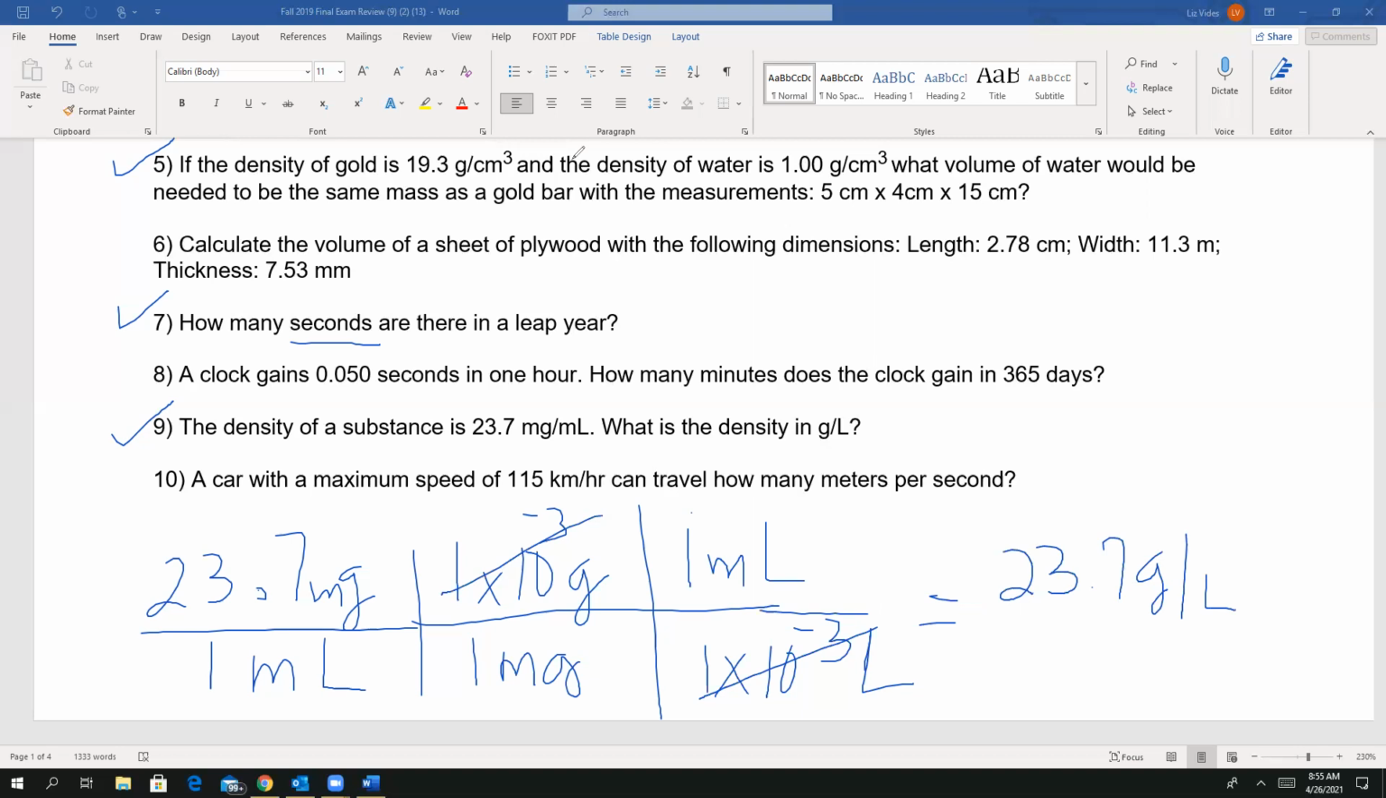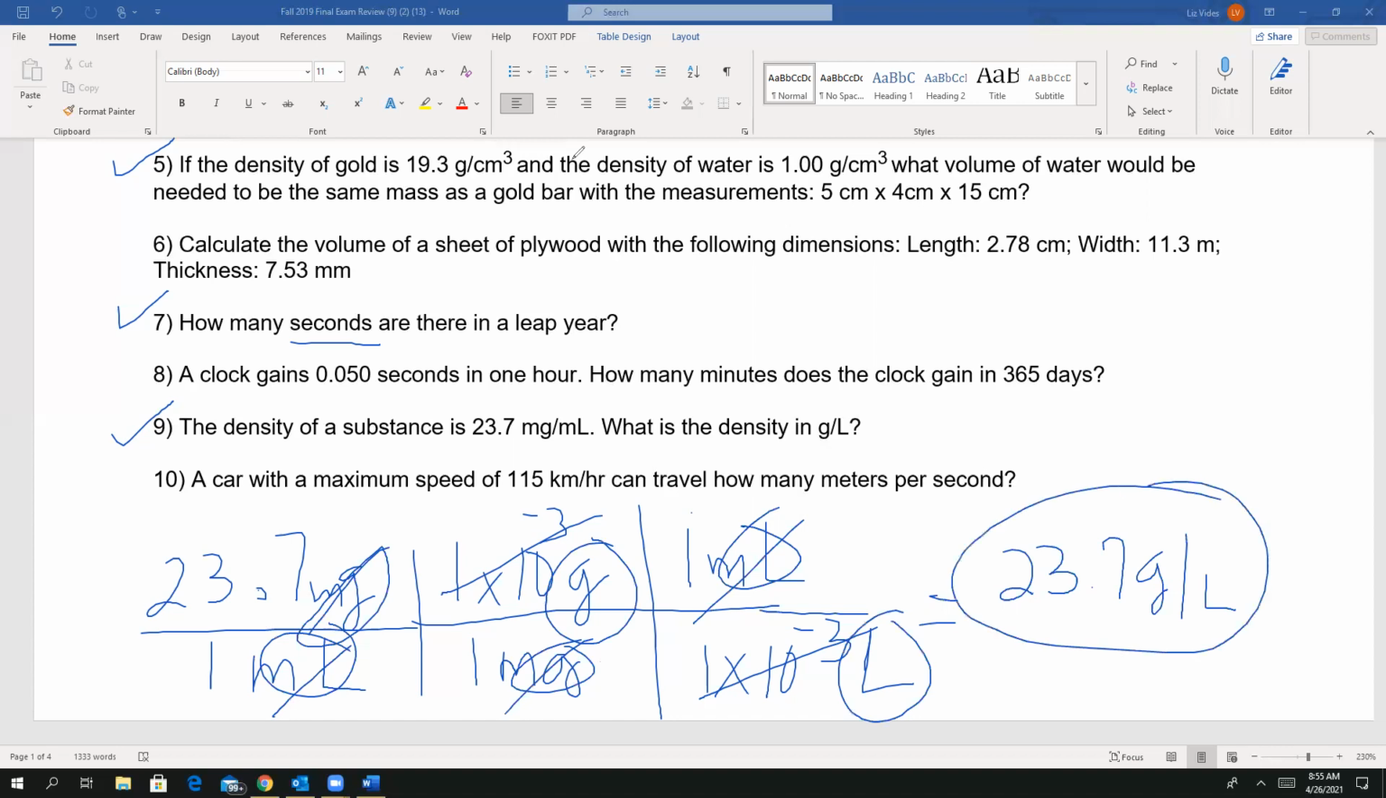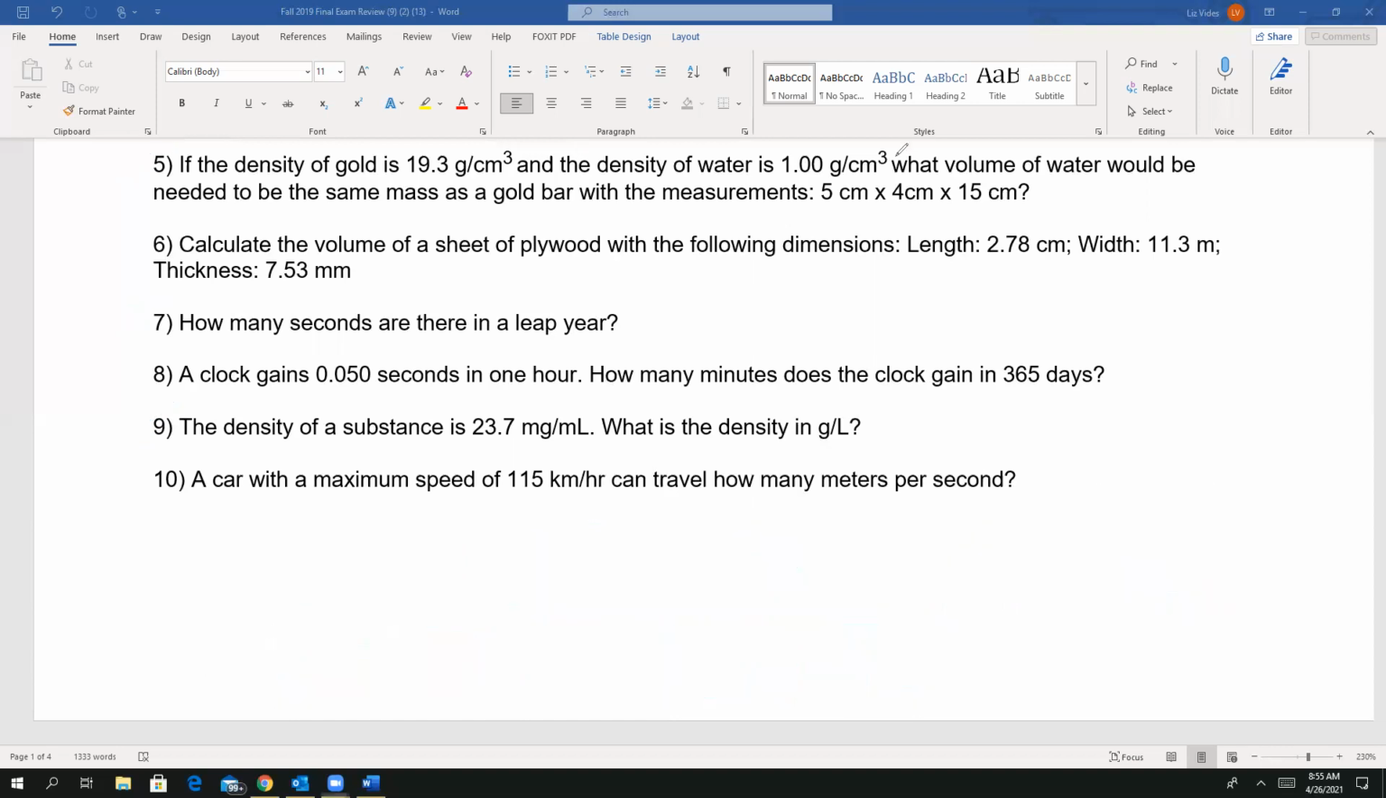But we did get rid of milligrams, right? And milliliters. See, they're gone. And we changed it to grams, which is what we wanted, per liter. And there it is. All right. Now let's clear that. And we're going to the next one.